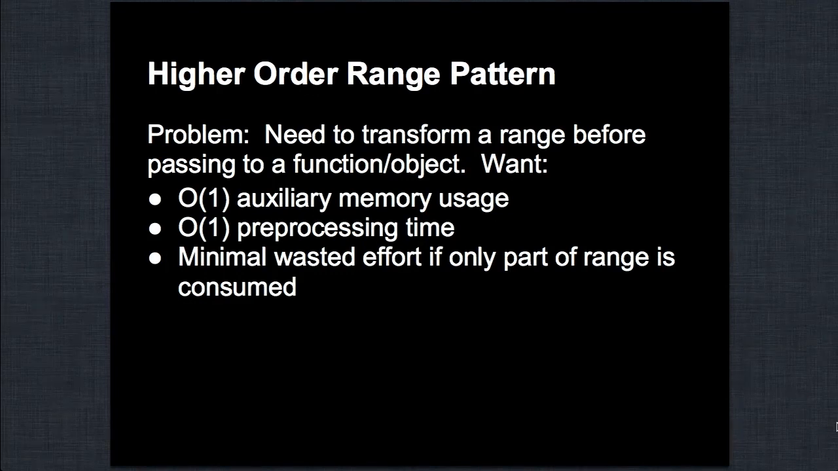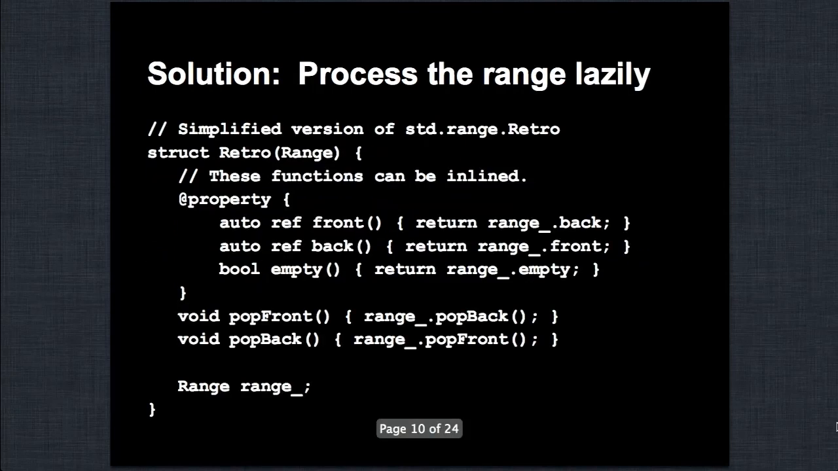And we want minimal wasted effort if only part of the range is consumed. So let's say we only look at the first n elements until we find one that has a value that we're looking for, for example the find function. Well, we don't want to pre-process the whole range ahead of time, because that would be a colossal waste of time. So here's an example of the higher order range pattern. We process the range lazily.